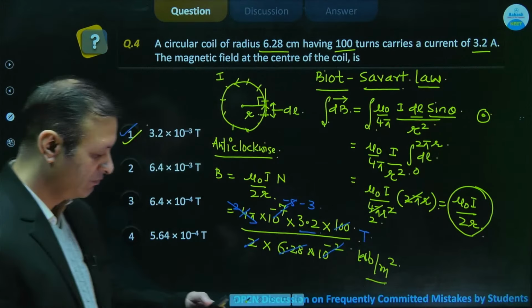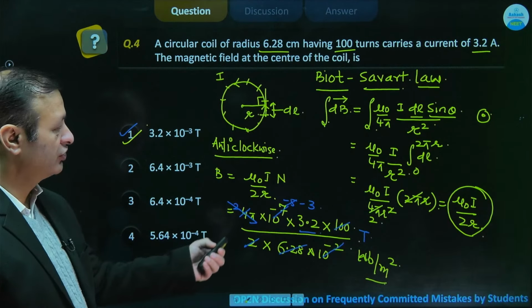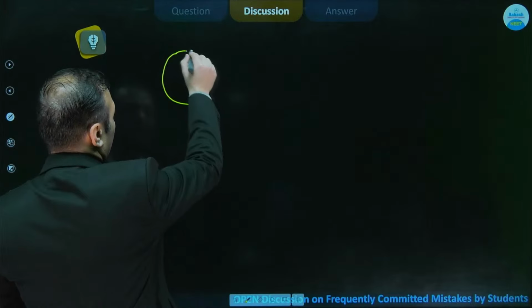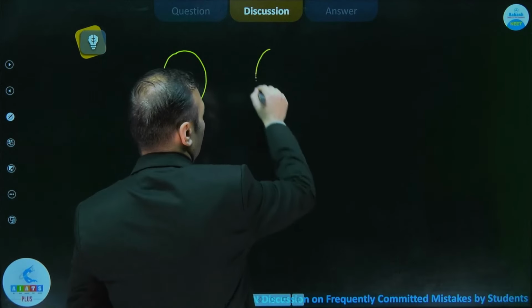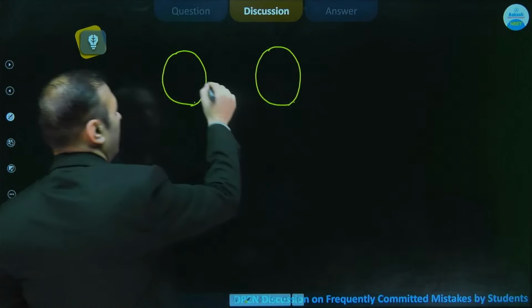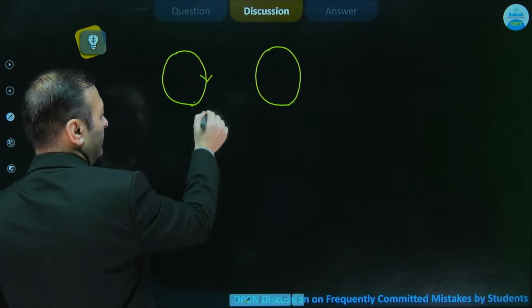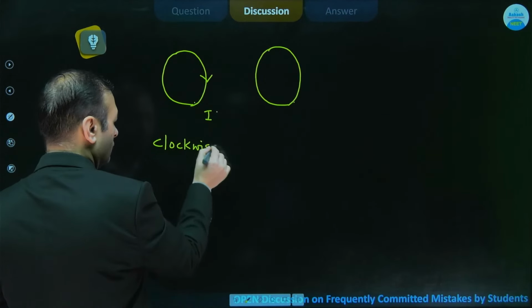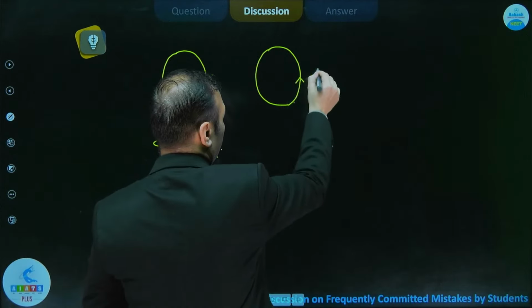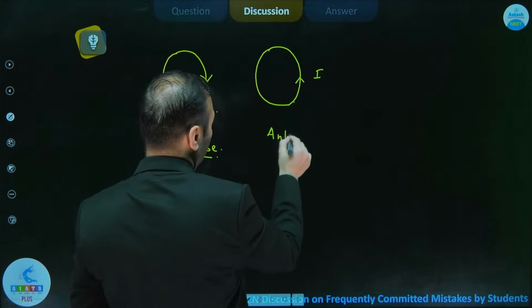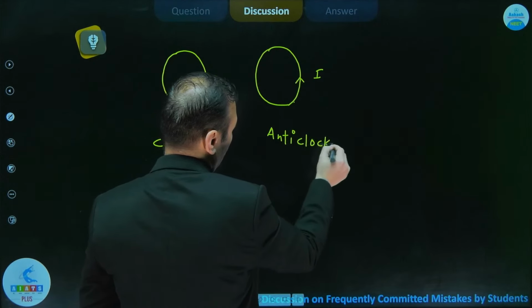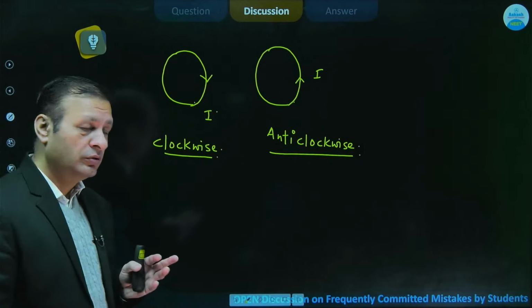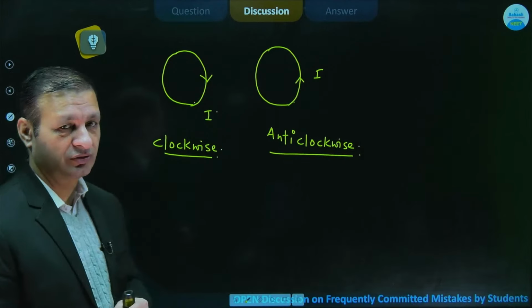Now, coming back to the direction part. Let's suppose you have this circular coil and you have another circular coil. In one coil you have a current I, and that is in clockwise fashion, and in the second one you have current I in the anti-clockwise fashion. Got it? Now, how do you define the direction for the magnetic field?